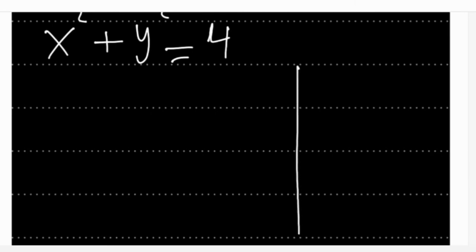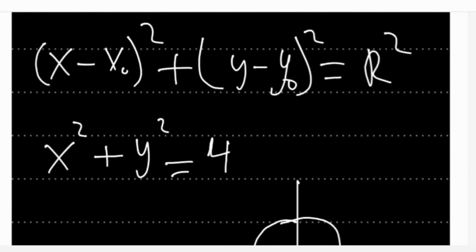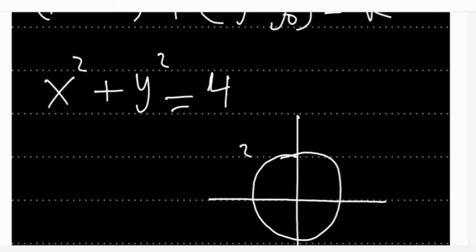So how would this be in the plane? It would be like this, and then something like this. And here's 2. This is 2 over here because the radius is 2.